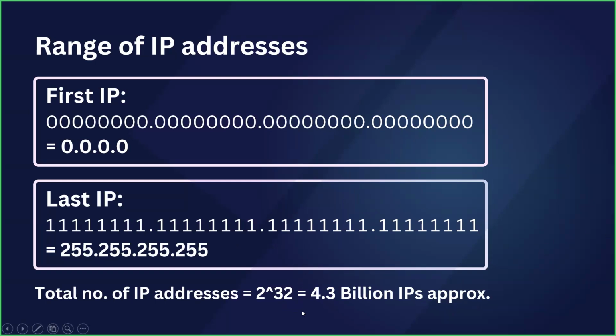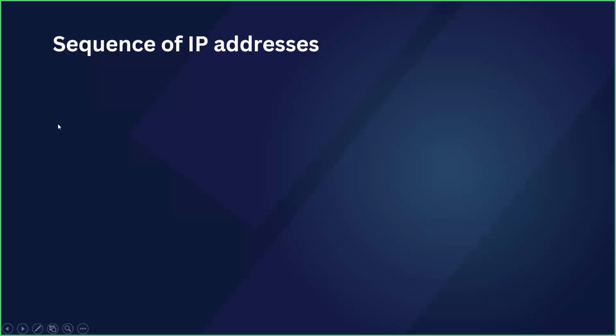That's why this entire range of 4.3 billion IPs is again divided into various categories. There's public IPs, there's private IPs, and then there's classes, class A, B, C, D, and E. But before we get into that categorization, let's talk about the sequence of IPs. So we know this is the first IP, and we know this is the last IP. What about the sequence of IPs in between? Okay, how do the IPs progress one after the other?